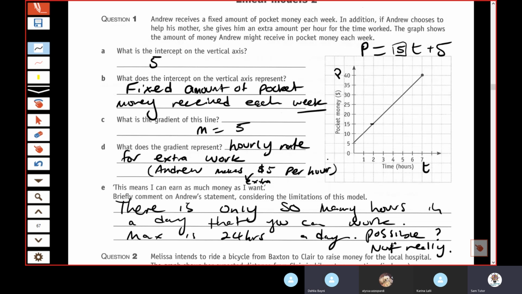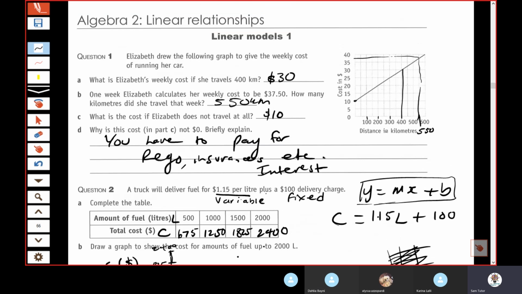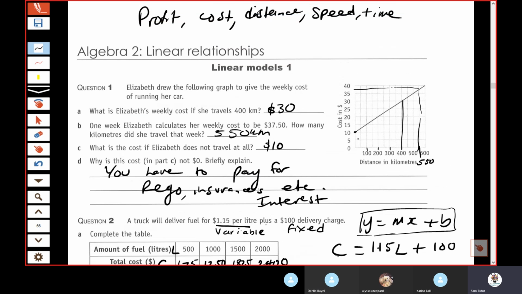Let's do another one. Yeah, look, I think we had one up here. Yeah, this one here. So again, C and then D. So C equals something times D plus fixed. Your fixed cost is $10. What's your gradient? Well, the gradient I think we worked out. Did we work out gradient here? Oh, it doesn't look like it. All right. Well, we can work out gradient. We just need a right angle triangle.